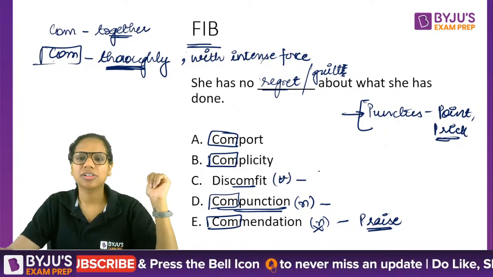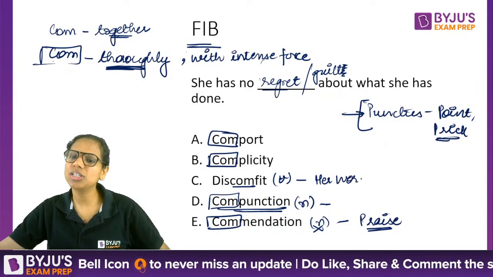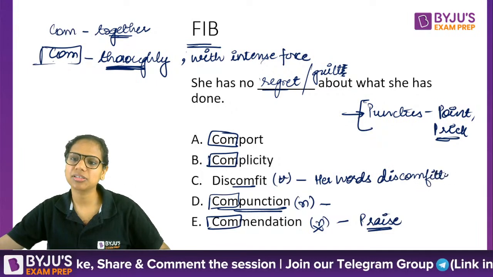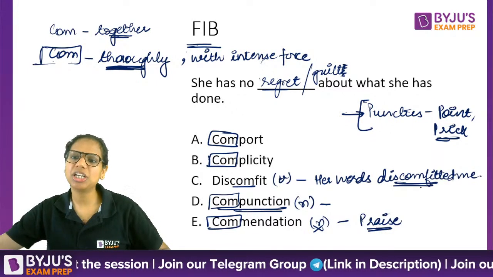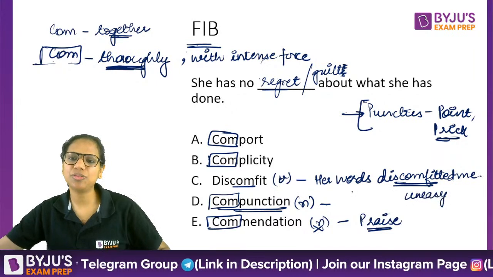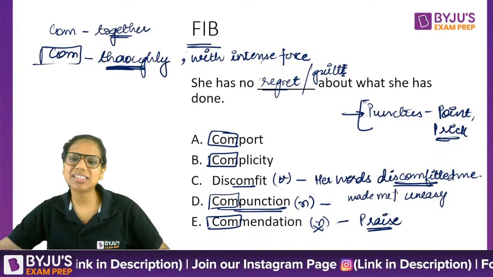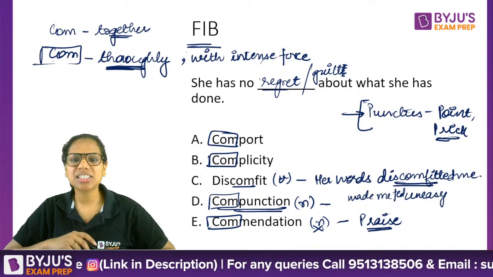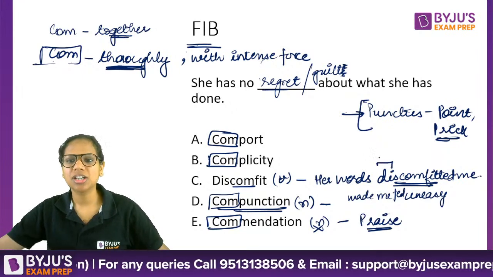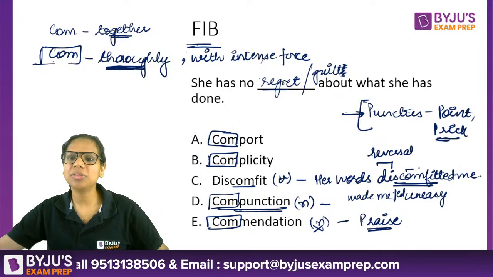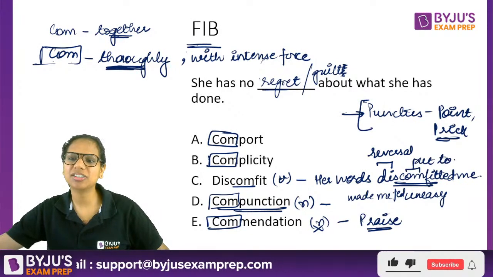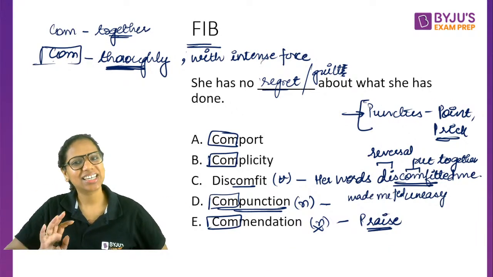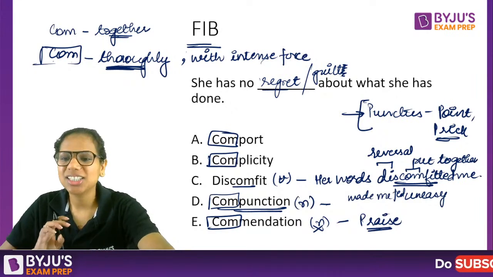Discomfit is a verb. Her words discomfited me. That means they made me feel uneasy, embarrassed. That's when you are discomfited. Here it means reversal of a situation. Comforted, calm here means you're very put together, you are not at all embarrassed, and suddenly someone embarrasses you. That is discomforting. Hope these are clear to you.